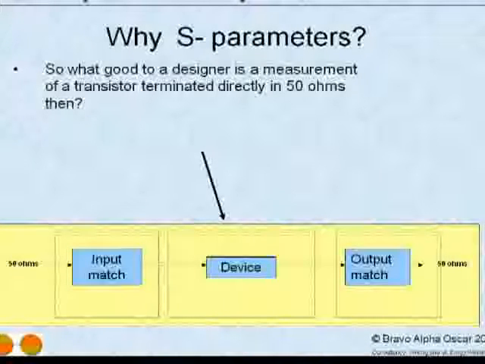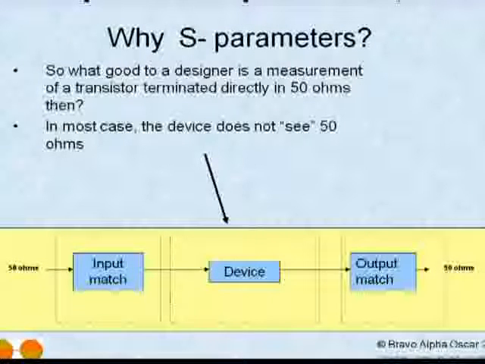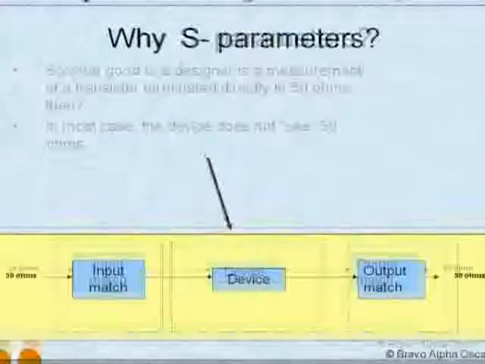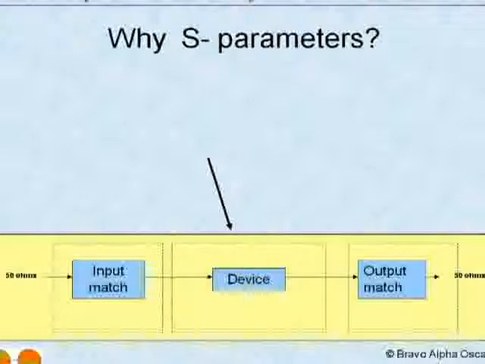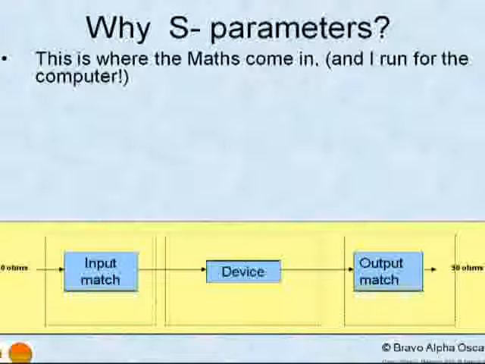Right. Now, how many people are now asking what good is a set of measurements when the transistors terminate directly in 50 ohms? How many people take a transistor and terminate it in 50 ohms? You don't, do you? What you actually do is what I've done at the bottom, and the device doesn't actually see 50 ohms at all. So in practice, the device never actually gives you its S parameters. It only has that value when it's terminated in 50 ohms. But it doesn't matter because this is where the maths comes in. And this is why I run for the computer now.